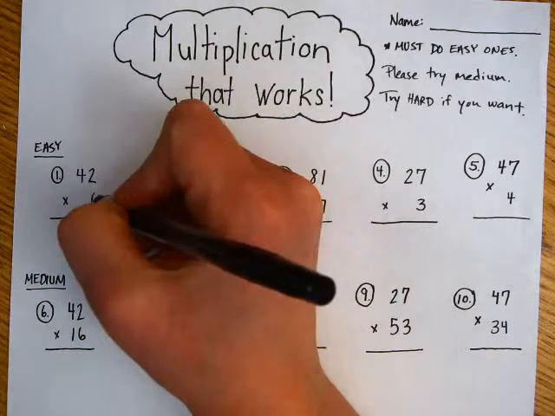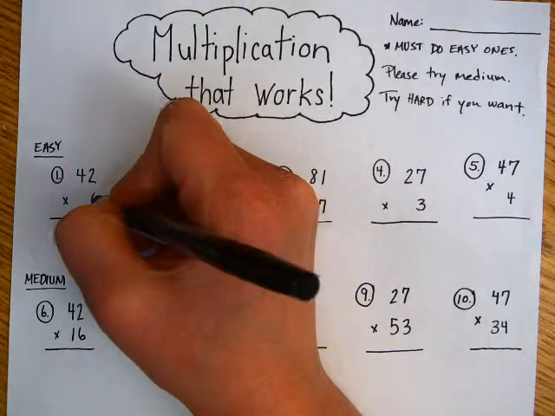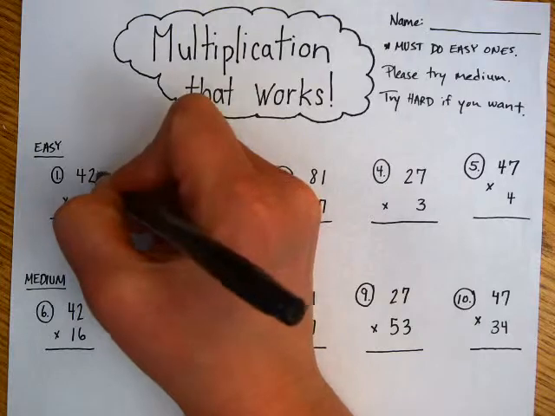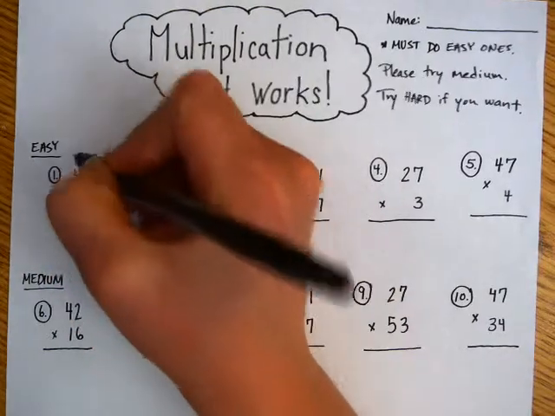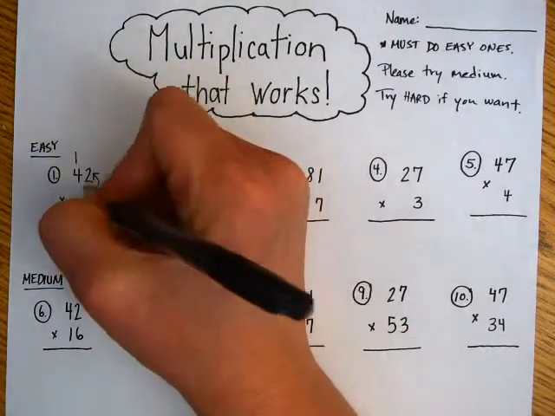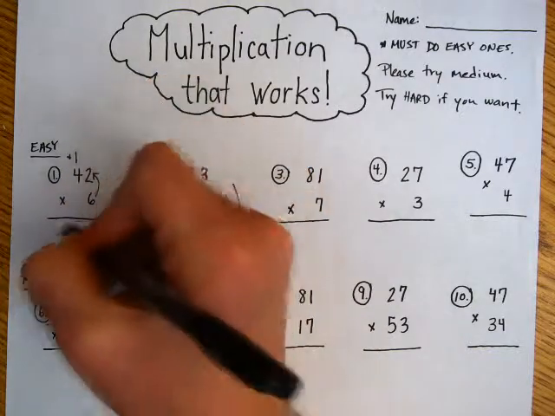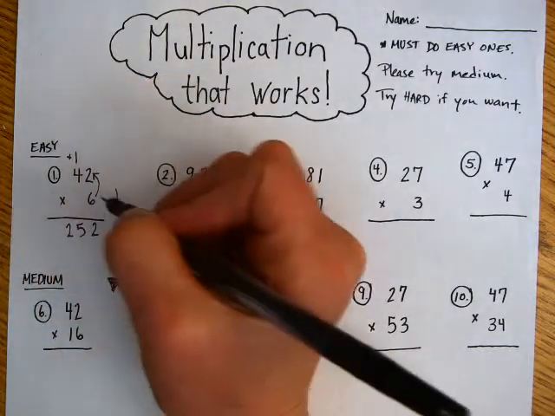So we're going to solve the 1-digit one first. We're going to say 6 times 2 is 12. Put down the 2, carry the 1. 6 times 4 is 24, plus 1 is 25. So the answer is 252.